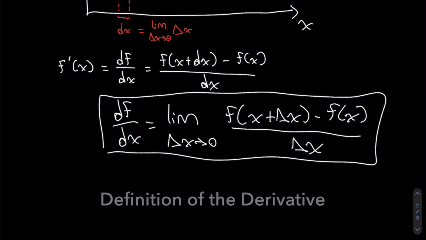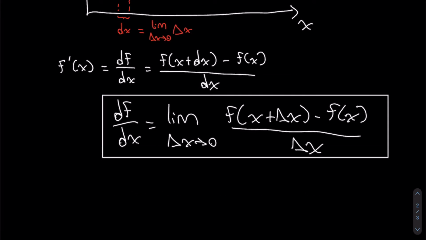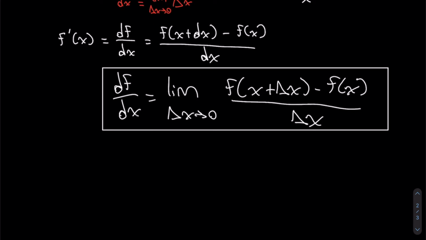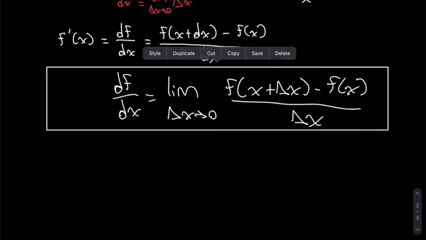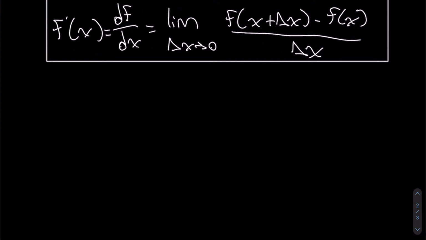This here is the definition of the derivative. So the derivative gives us the instantaneous rate of change at each value of x. So this is the derivative of f with respect to x, which, like I said before, we can also call f prime at x.